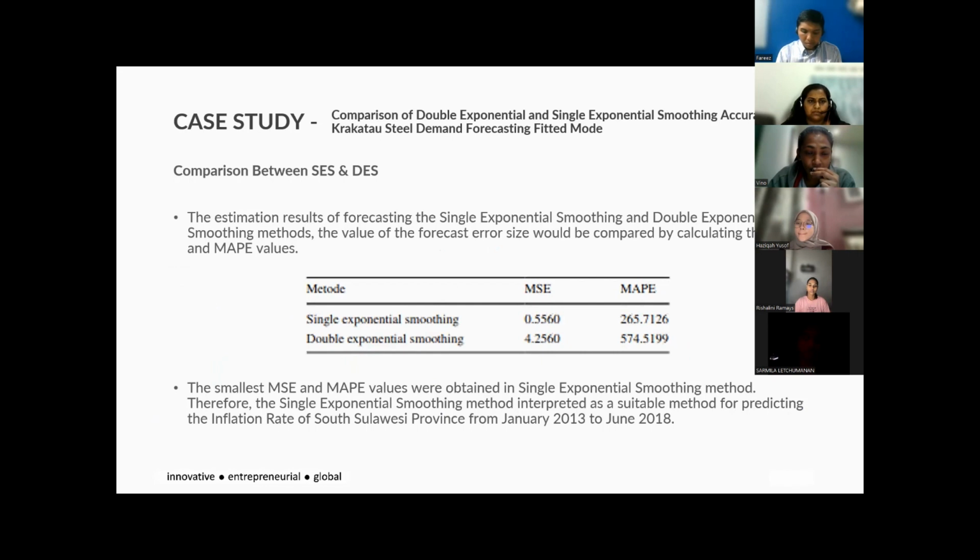So this is a comparison between the single model and also the double model. The estimation result of the forecasting, the value of the forecast error size, can be compared by calculating the MSE and also MAPE values. We can see the single exponential smoothing is showing the smallest value, whereby the MSE is 0.5560 and also MAPE is 265.7126. So the single exponential model is the most suitable method for predicting the inflation rate of South Sulawesi from January 2013 to June 2018.